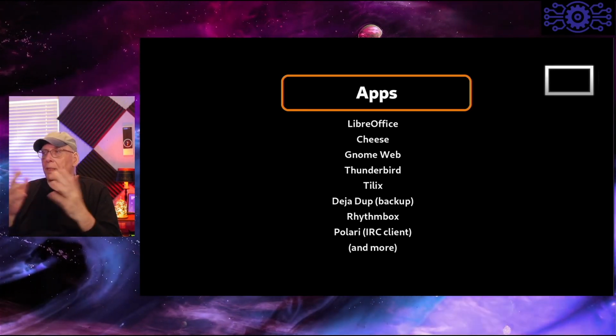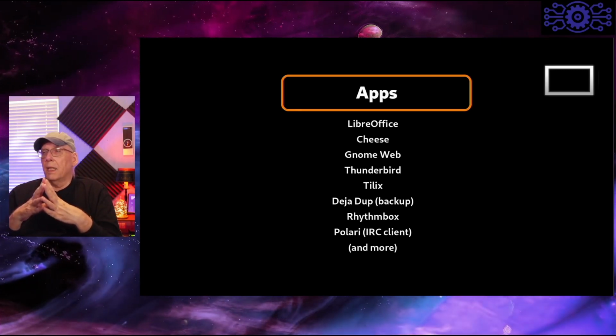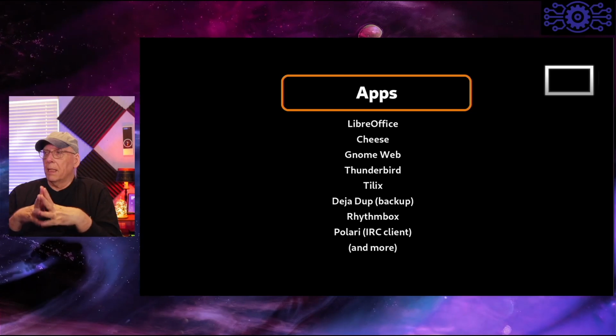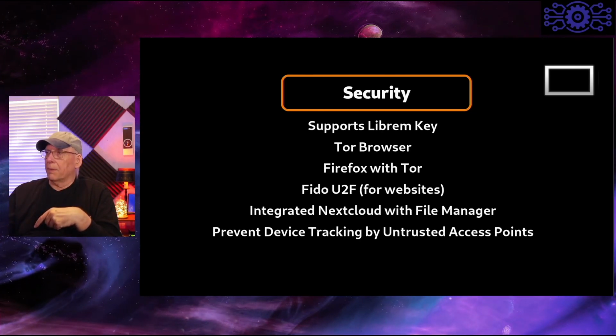So Thunderbird is present, and also Tilix for the terminal. There's Déjà Dup for backup, and Rhythmbox. Polari is the IRC client, and there's a lot of other stuff that's available with the system.